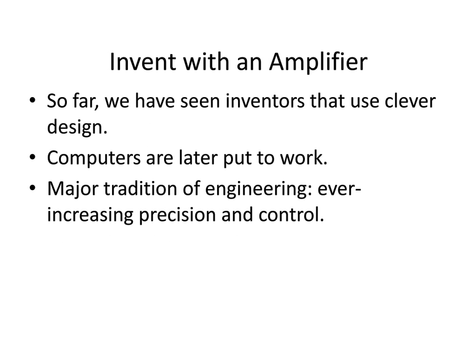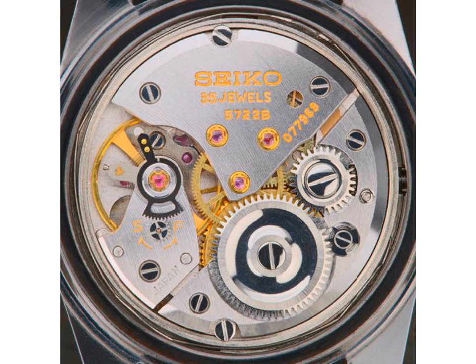So far we've seen inventors that use clever design, and then the computers are later put to work. So you do things on paper, you figure out algorithms, and then the computer does its thing. And really, in a way, that's the major tradition of engineering. You have ever-increasing precision and control. If we look, for example, at this beautiful watch, it's an example of beautiful, controlled engineering. Lots of little gears, gears perfectly fit. You have complete control over the environment, and therefore you can deliver an extremely high-quality product.